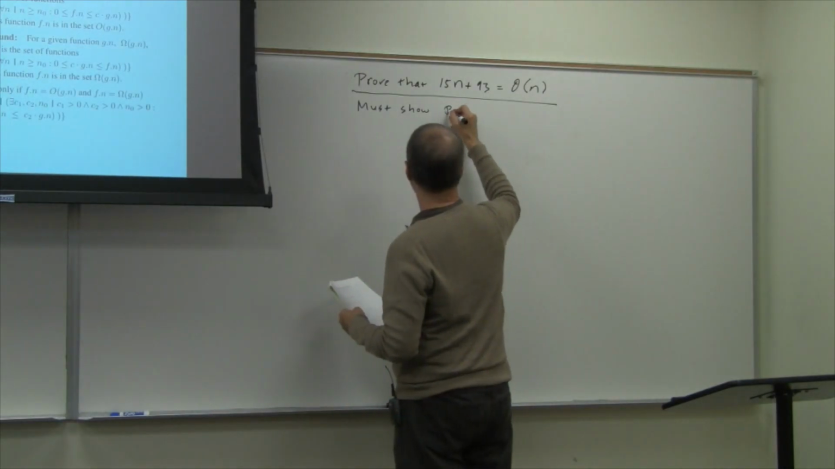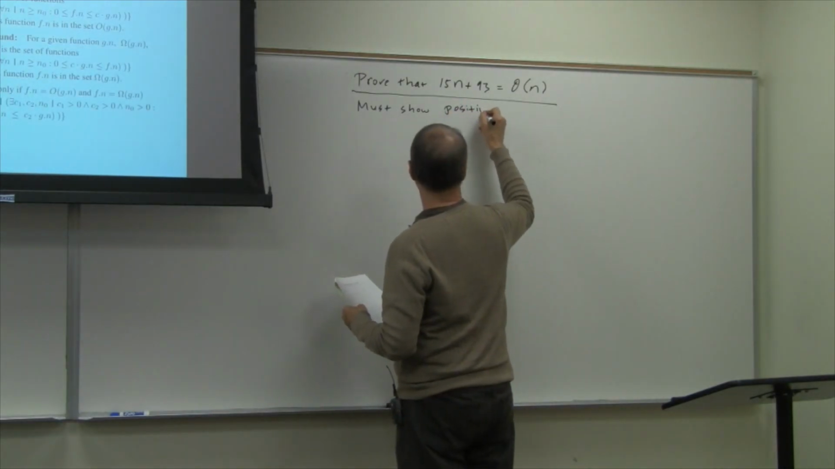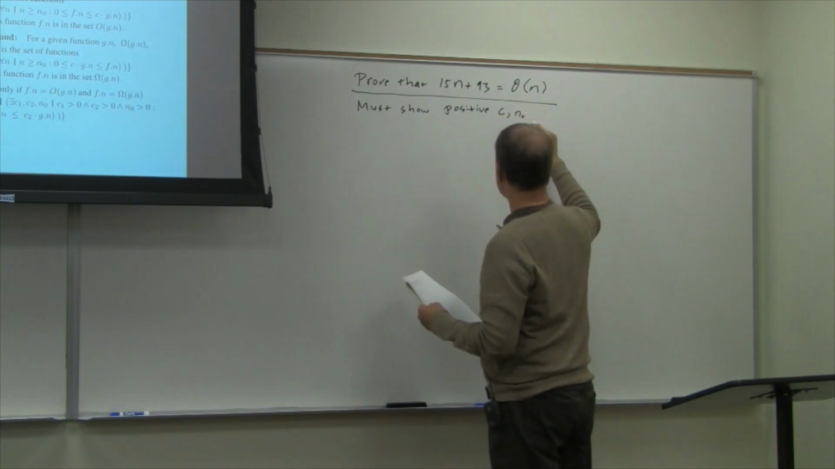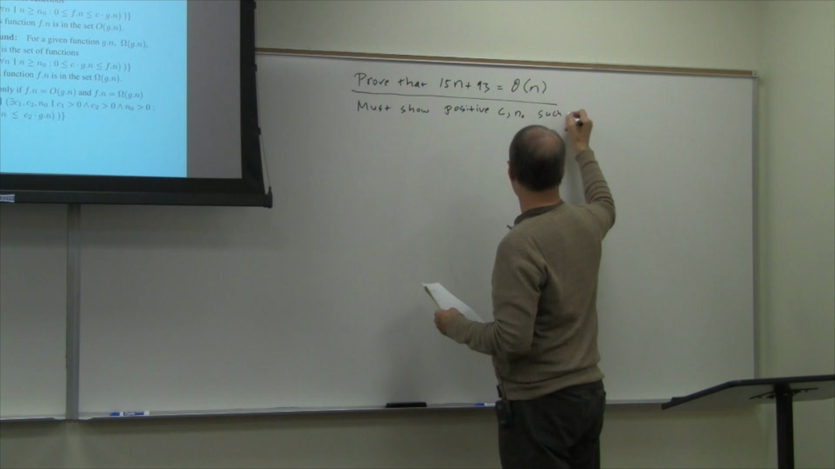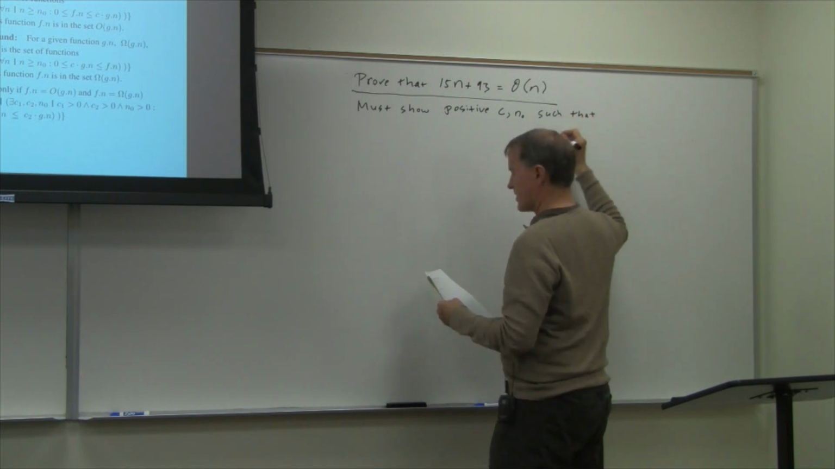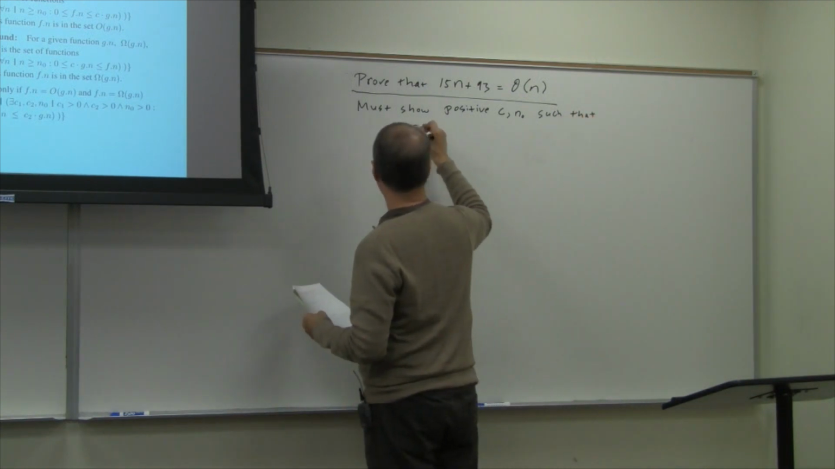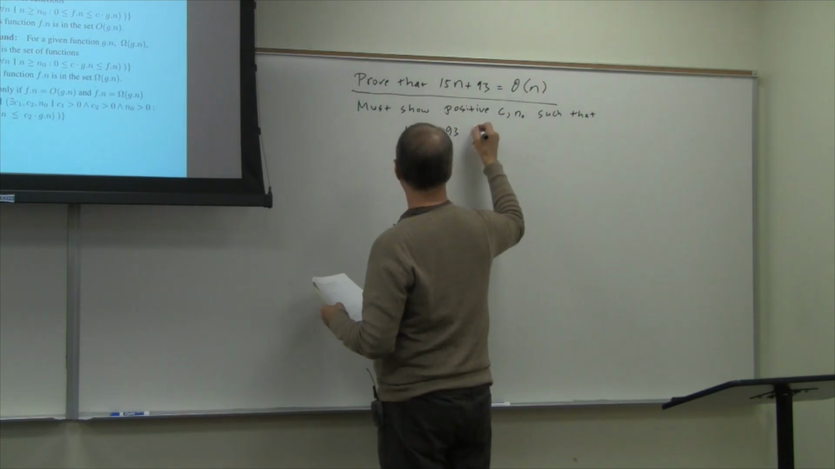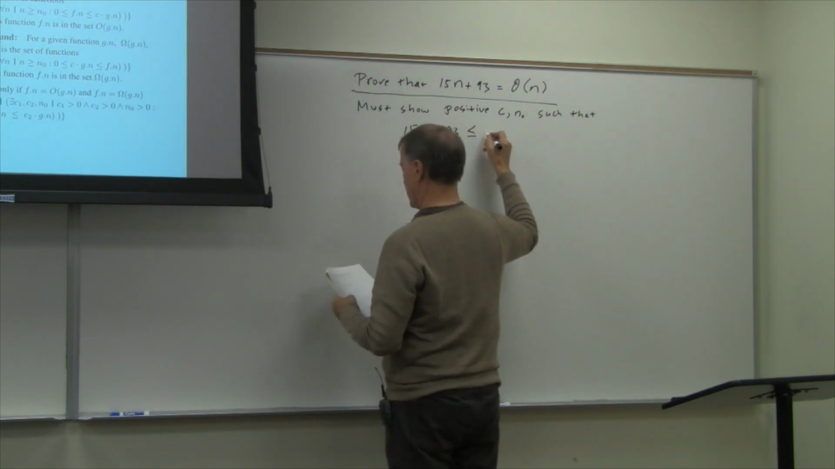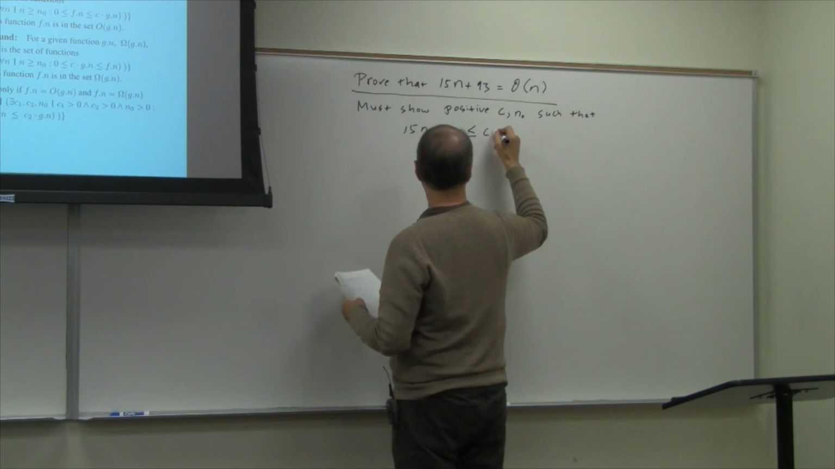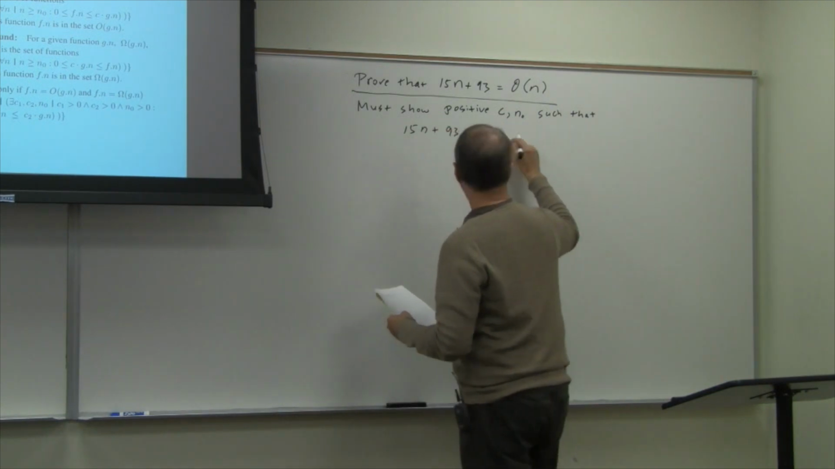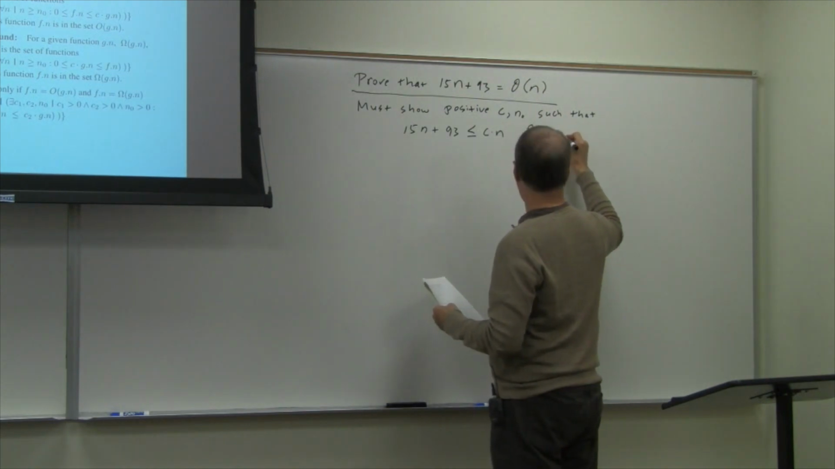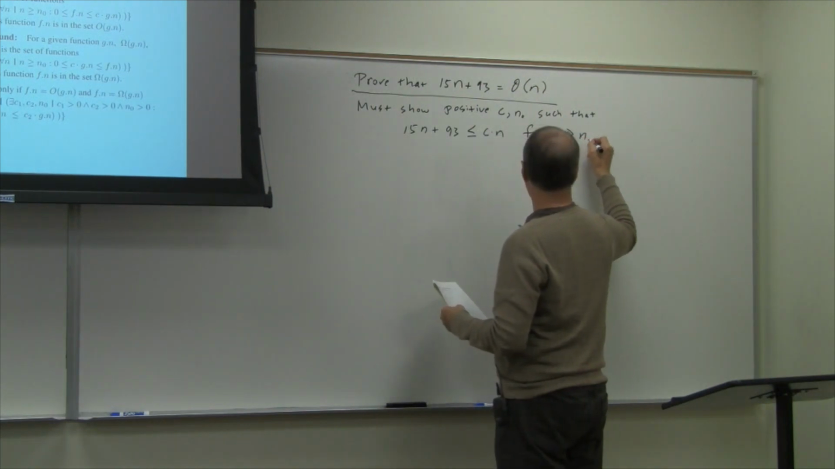positive C and n naught such that 15n plus 93 is less than or equal to C times n for n greater than or equal to n naught.